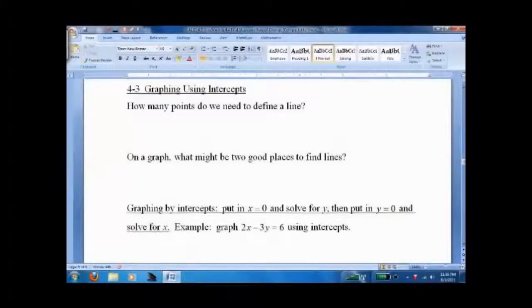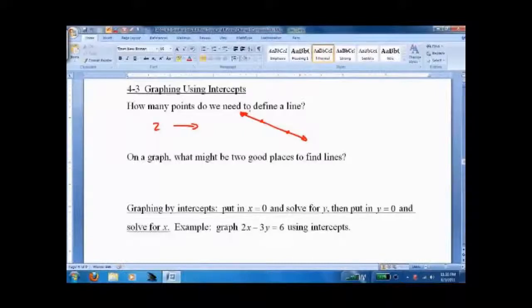This lesson is on graphing using intercepts. So we talked about this last lesson. How many points do we need to define a line? And that's just two. So I put a point here and I put a point here and I connect them with something resembling a straight line. That's all we really need.